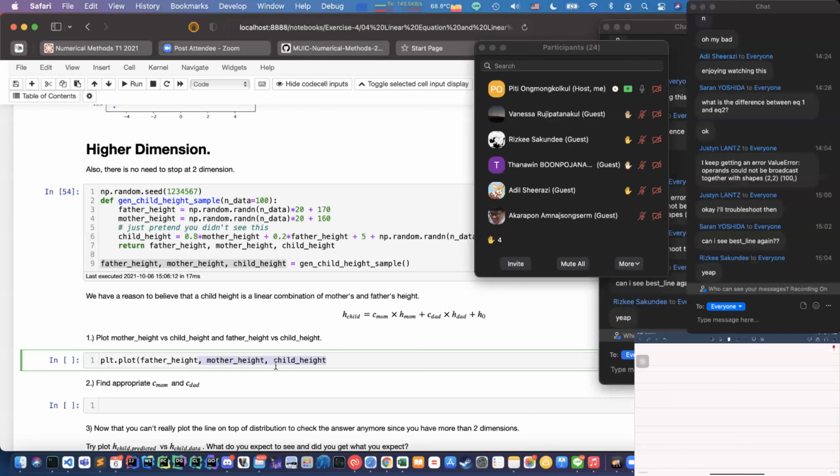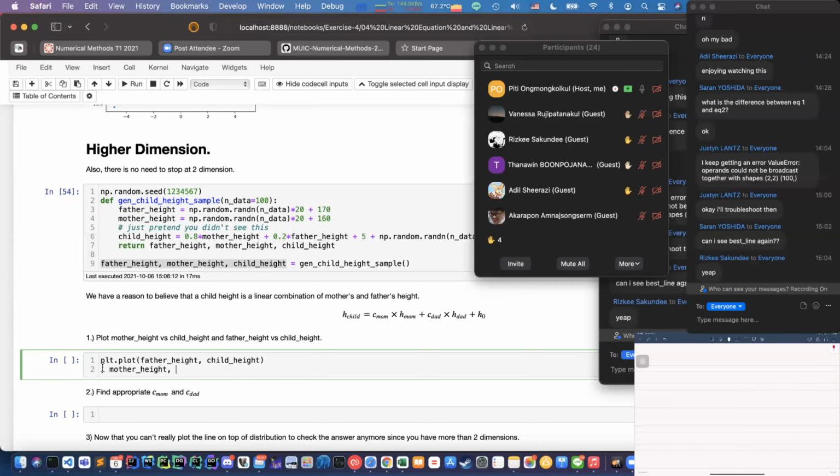So father and child, they have some correlation. And the mother and the child.